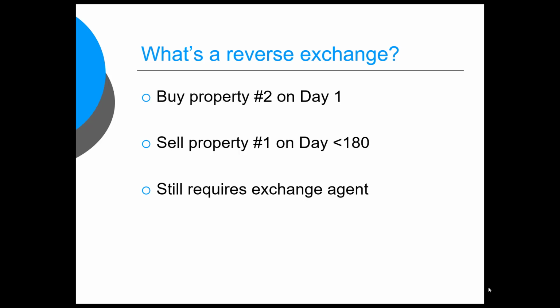And so in these transactions, there's more paperwork involved, but it allows you to buy a property first and then within 180 days to sell your relinquished property. A lot of times people will use reverse exchanges when they find a really good deal and they don't have time to sell their property before the need to close on the replacement property. So what they're doing is buying the replacement property first, and then within 180 days they're selling the relinquished property.